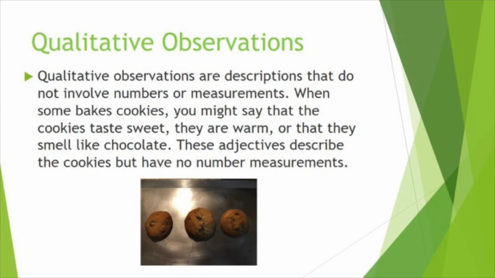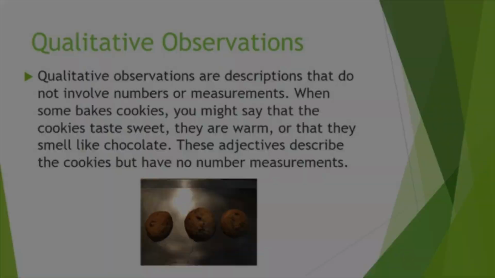Now, qualitative observations, these are things that describe qualities of whatever you're looking at. So these are observations that do not involve numbers or measurements. When you bake cookies, you might say that cookies taste sweet, or they are warm, or that they smell like chocolate. These adjectives just describe the cookie, but do not have a number in the measurement.